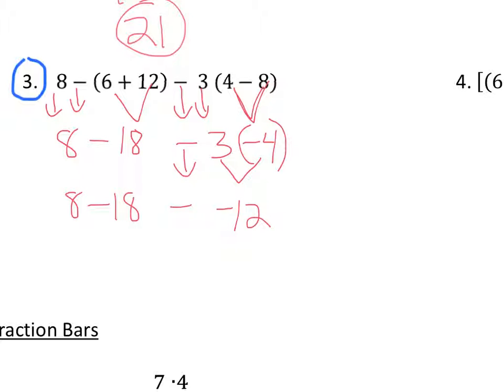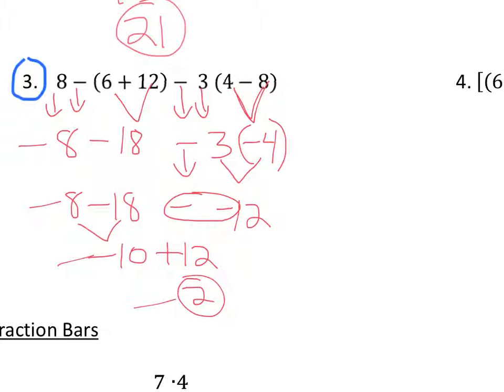So now I'm just subtracting. I can work left to right. So 8 minus 18, this is what, negative 10? And then what I notice here, if you subtract the negative, that's where you add a line, change the sign. So this becomes plus 12. And negative 10 plus 12 gives us 2. So you can see I have what, 1, 2, 3, 4 steps right there.